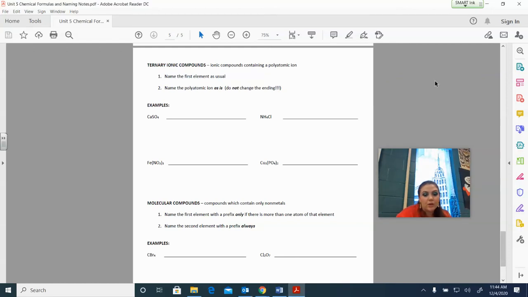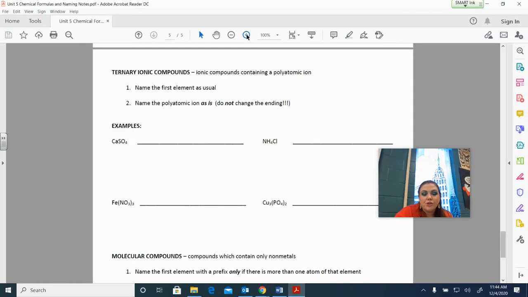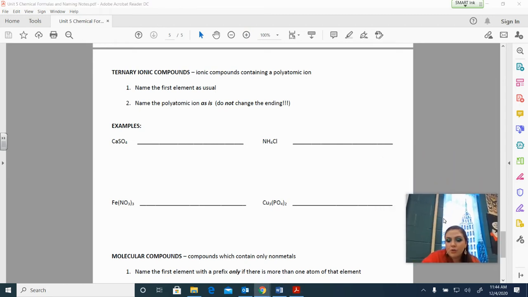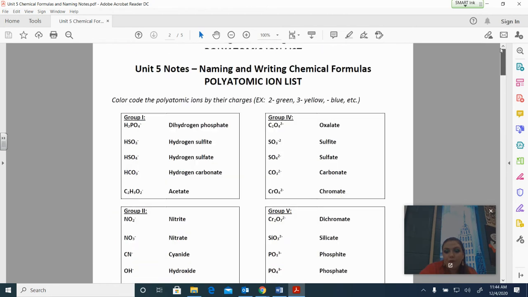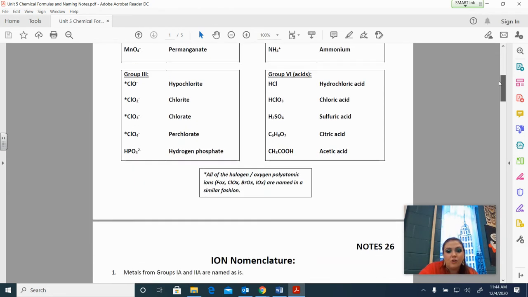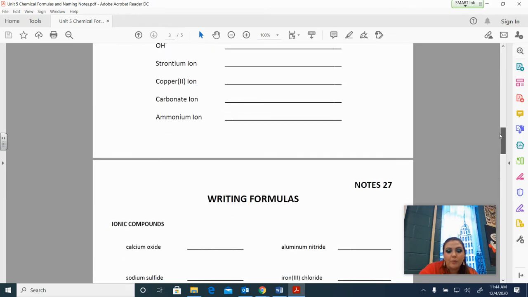Okay, so like I said yesterday, we are just going to be moving on to doing ionic naming that is called ternary ionic naming. And all that means is there's going to be a polyatomic ion. So you're going to have to go back up and look at the first page of your notes right here that has your polyatomic ion list, because you're going to have those in all these problems.